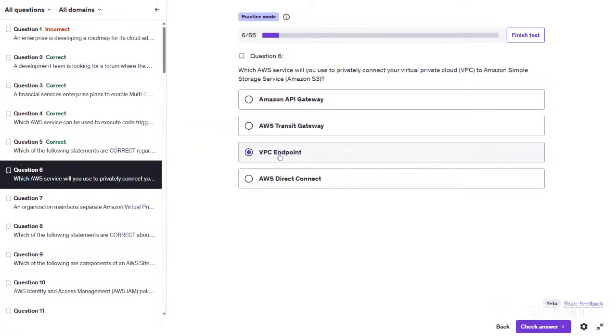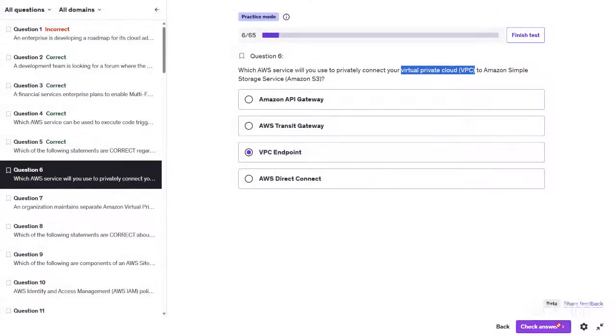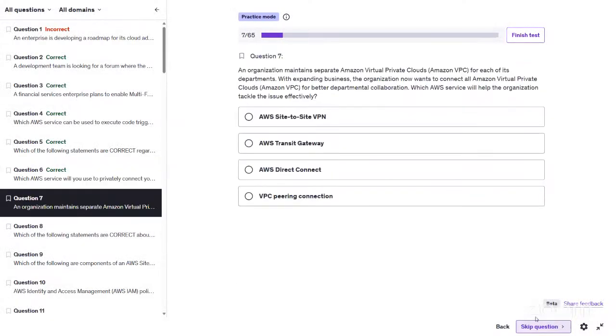There are two different types. There's interface endpoint and there's gateway endpoint, but just know that it is endpoint, not API gateway, not transit gateway, not Direct Connect, because it's from your VPC to an AWS service. So it's internal. All right, so that's the correct answer there.